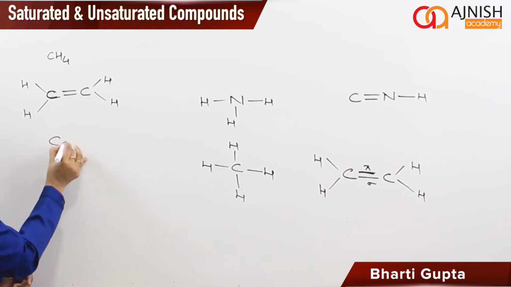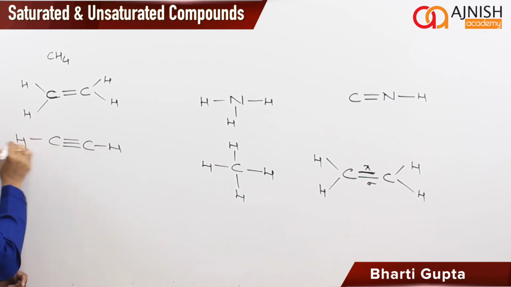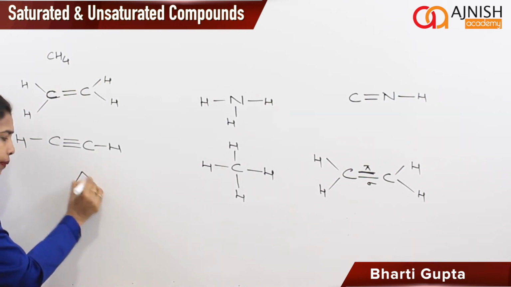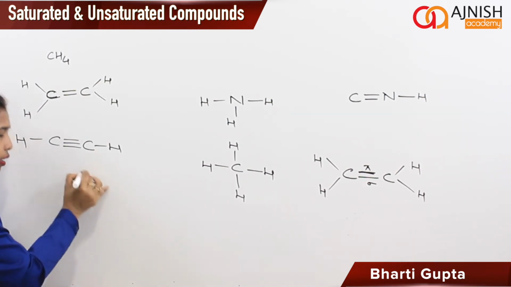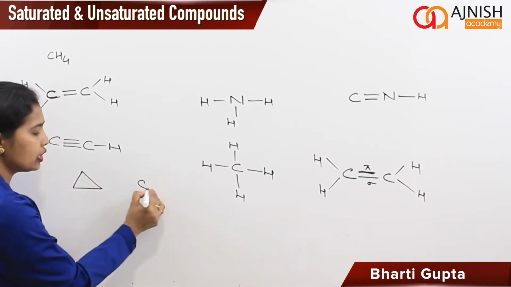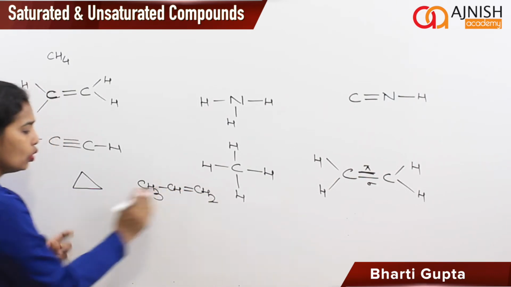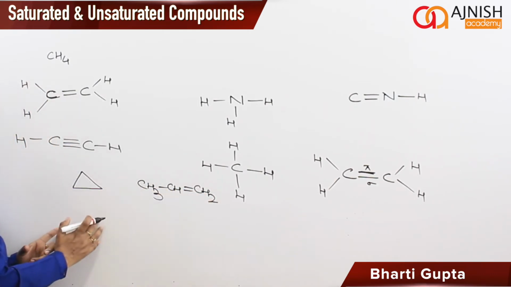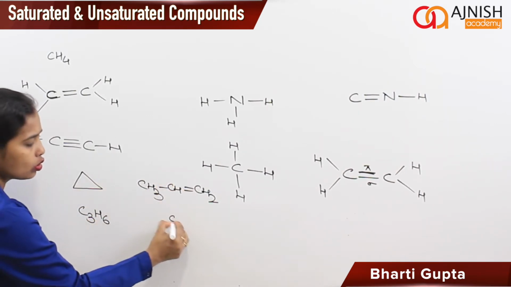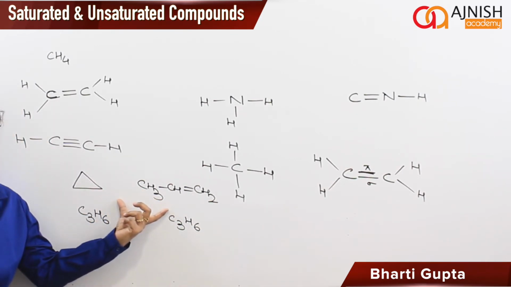We can form alkyne, there will be a triple bond. This is an unsaturated compound. Now if we make cyclopropane, now if we say it is cyclic, the molecular formula of cyclopropane, and of this compound CH3CH=CH2, both these compounds have the same molecular formula. This is C3H6, this one is also C3H6, but there is a very big difference between these two compounds.